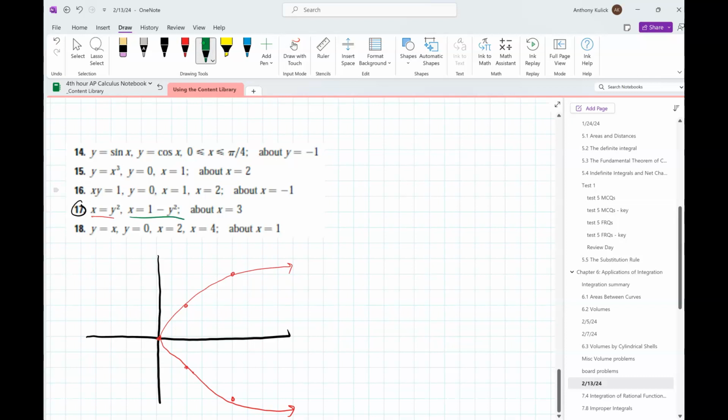What's this one going to be? Another parabola, right? Which way does it open? Opens left. Where does it start? Where's its apex? Y should be 1, and then x should be 0, right?